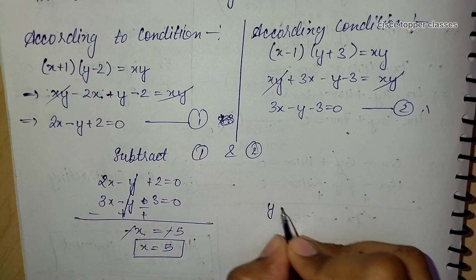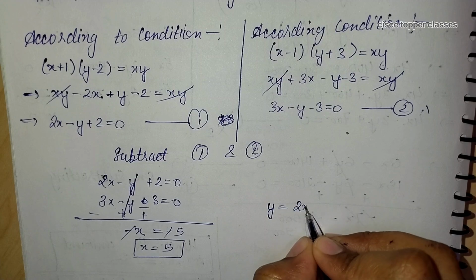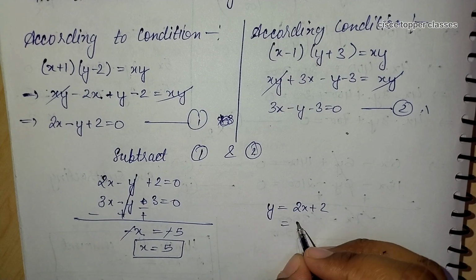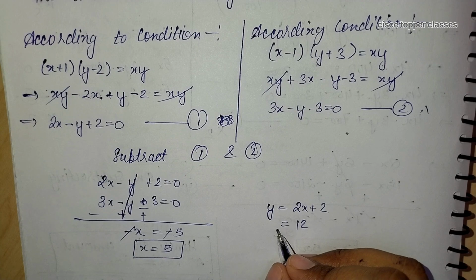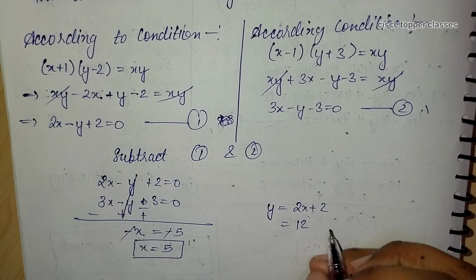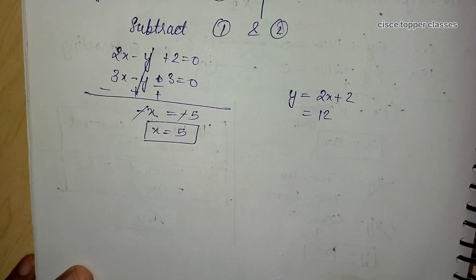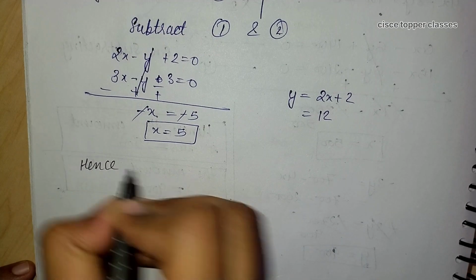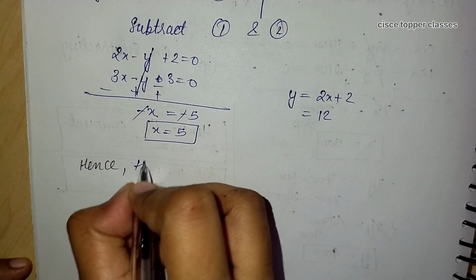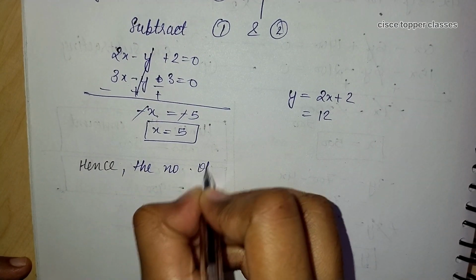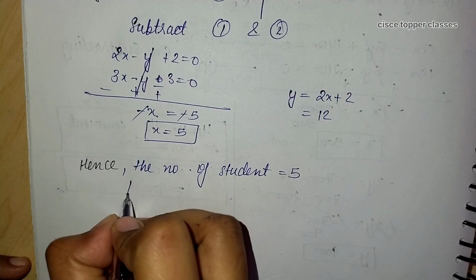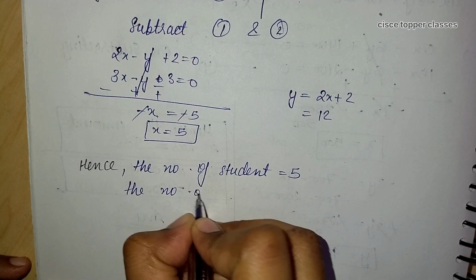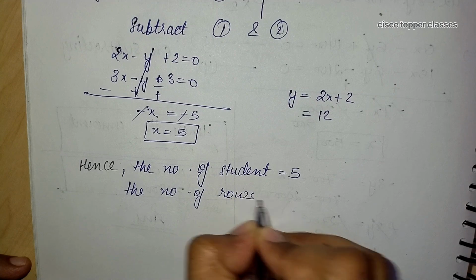Now we can find the value of y. So it will be 2x plus 2. On putting the value of x, 2 into 5 as 12. So y is equal to 12, means the number of rows is equal to 12 here. Hence, the final answer here is the number of students in a row is equal to 5 and the number of rows is equal to 12.